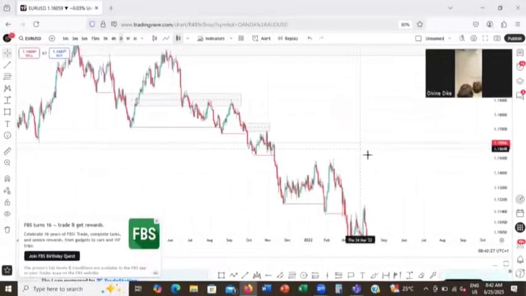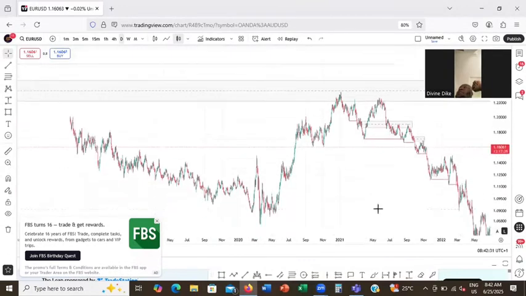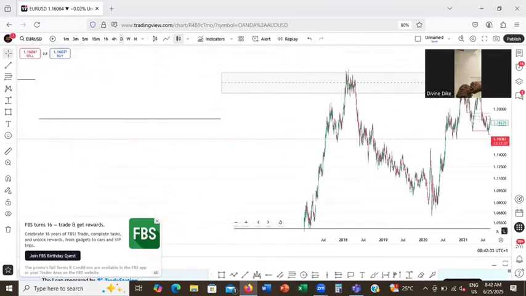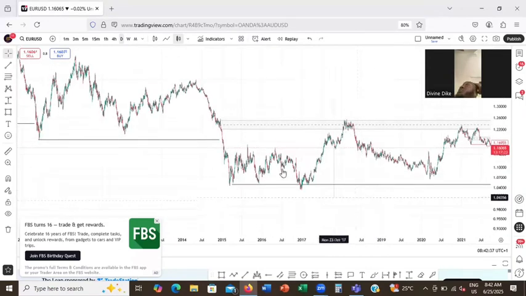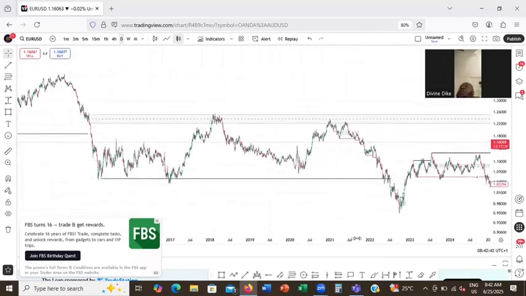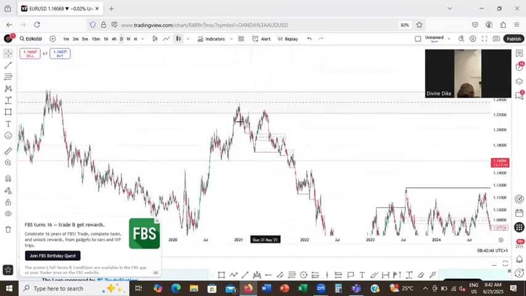So first off, you can clearly see on a daily time frame that EURUSD is the overall trend. The bigger trend of EURUSD is a downtrend. The market is currently experiencing a downtrend. So now we saw the market pull back within our demand zone, which is here.